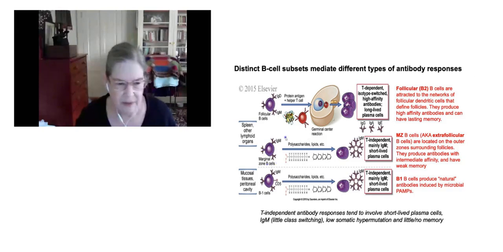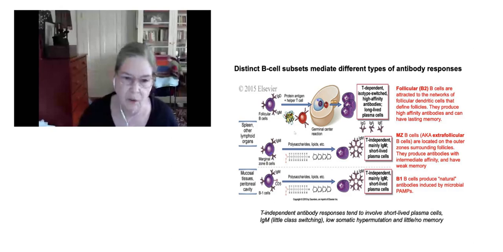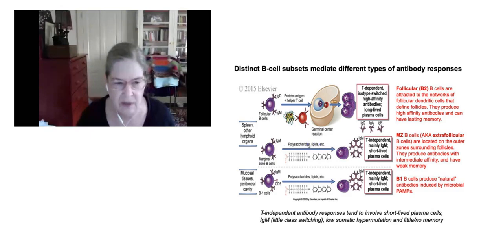Marginal zone B cells can be against anything, but they need protein. Why? Because you need protein to get a T cell response. So there's got to be some protein in there, even though the antibody doesn't necessarily have to bind to protein. It can bind a carbohydrate that's connected to protein. Okay, so the marginal zone B cells are in the marginal zone around the follicle. That's why they're called marginal zone B cells. And they're really good at binding polysaccharides and lipids. They form part of your T-independent immune responses.